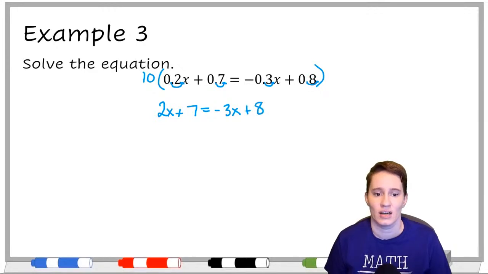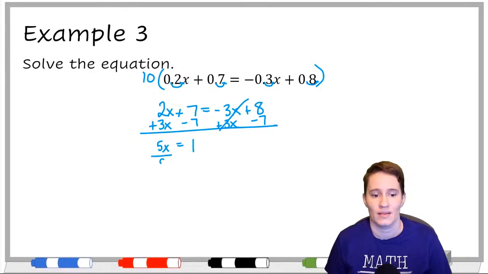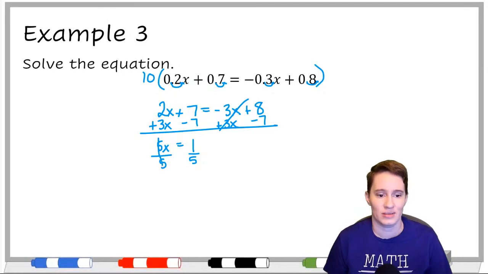Again, we have a higher chance of getting a fraction or decimal answer on these, although I do think I tried pretty hard to make them work out nicely. 2x plus 3x is 5x. And then I'm going to subtract the 7 over to this side. So 8 minus 7 is 1. So we're going to divide both sides by 5. And you see we do get something that does not end up being a whole number.